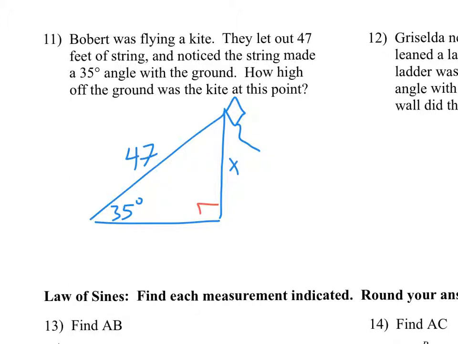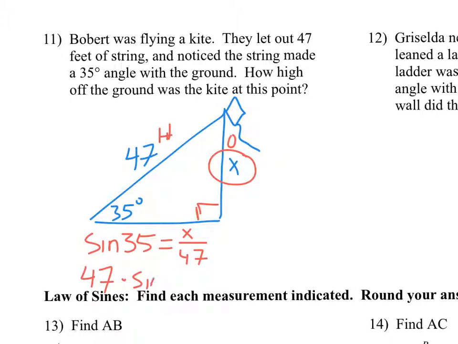We know this is going to be a right angle because we're talking about height. So we've got opposite and hypotenuse. This is a sine function. Sine of 35 is going to be x over 47. 47 multiplied by sine of 35 is going to be our x value. You can leave it like this, or you can type on your calculator 47 times sine of 35, which is 26.95. And this is going to be in feet.